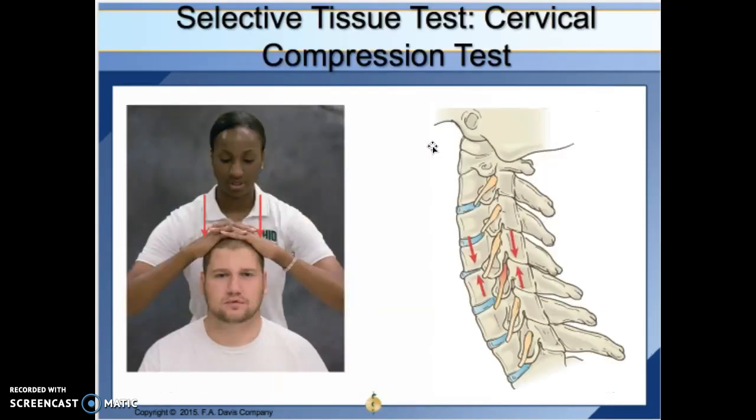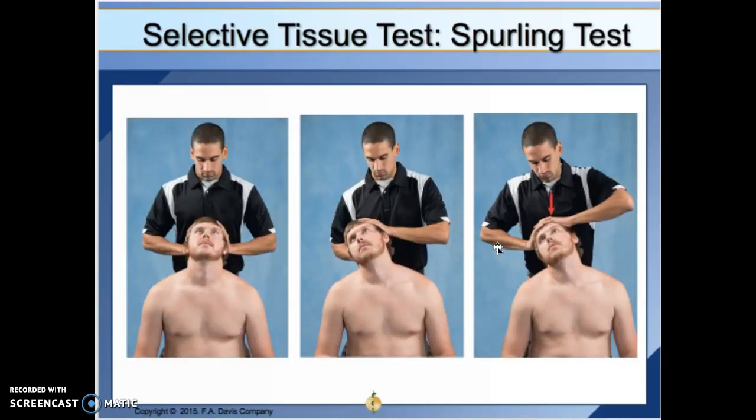Okay, so here is the cervical compression test. We're closing down the intervertebral joint, so putting pressure on that. We're also closing down those facet joints to see if there is perhaps going to be increased pressure on a cervical nerve root.